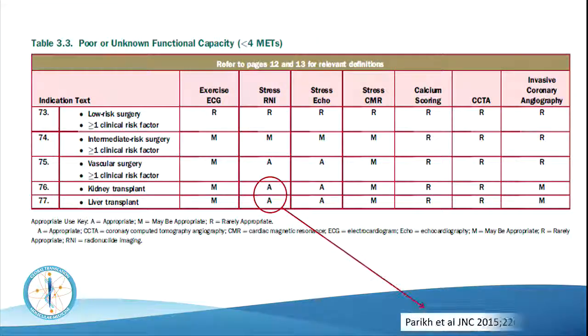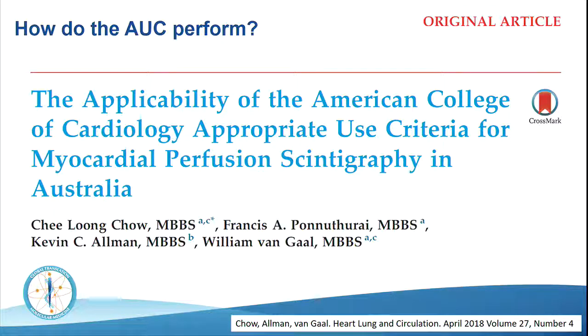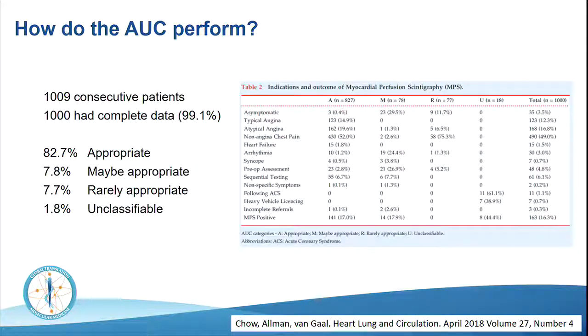I'm going to skip ahead in the interest of time to discuss our paper that came out this month in Heart, Lung and Circulation, which looks at utilising the appropriate use criteria in clinical practice and how it might be useful. We looked at 1,000 consecutive patients retrospectively who'd had a myocardial perfusion scan at our hospital and found that roughly 83% of studies were deemed appropriate by the criteria. A small proportion of patients were performed in the maybe appropriate criteria, and just under 8% had a rarely appropriate scan. 1.8% we had difficulty classifying because they were unstable patients, essentially, who aren't covered by the appropriate use criteria.